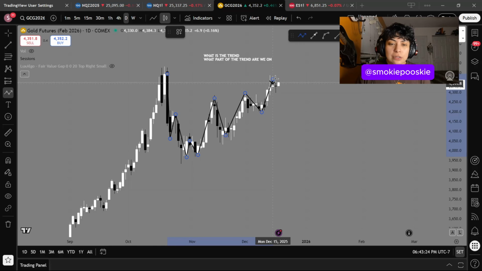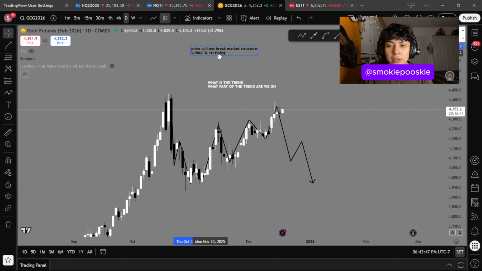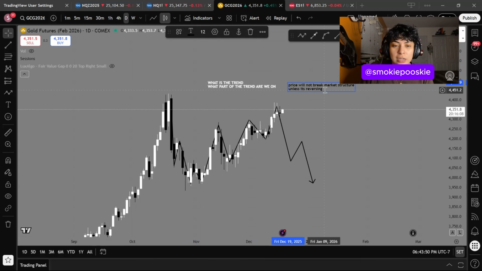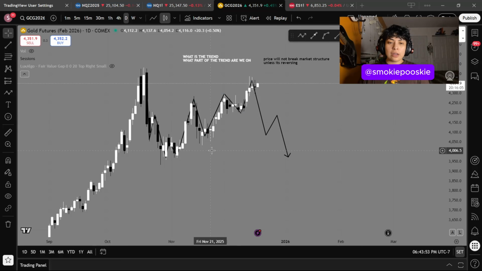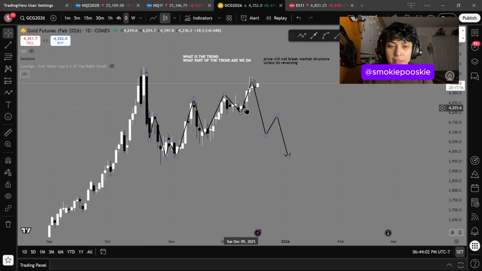Now, you know that price is going to go for that higher low if we want to continue that bullish market structure, right? And so what does that mean? That we can't go past this low, because then that would be breaking market structure. So what happens? Price will not break market structure unless it's reversing, right? Why is this true? Because we saw it right here. We had market structure being built, and then it broke because price decided to reverse, right? So we know this is true.